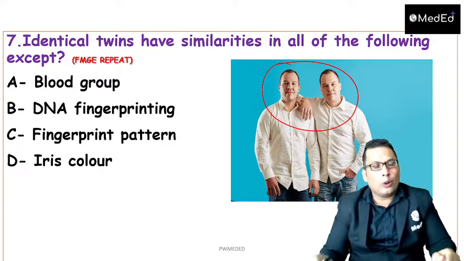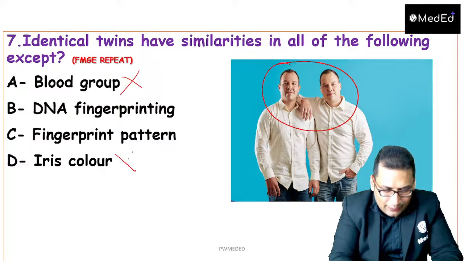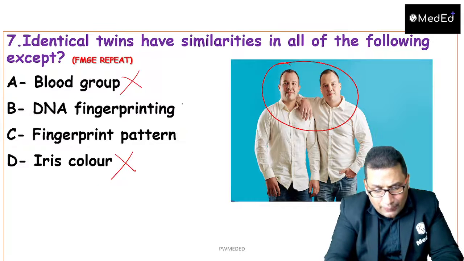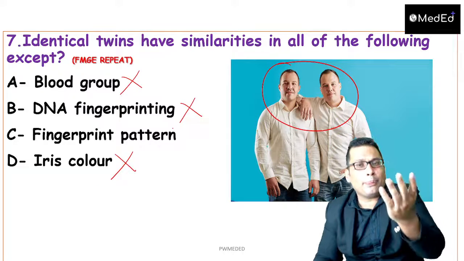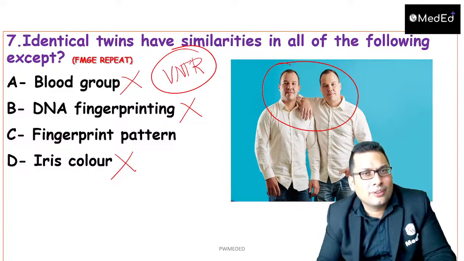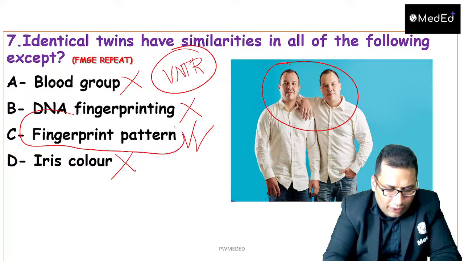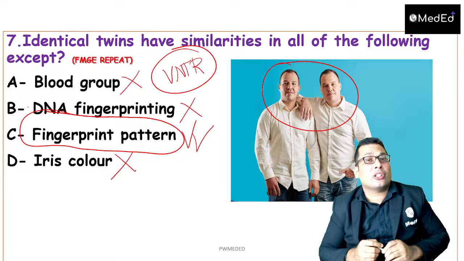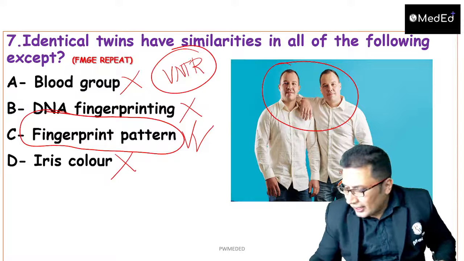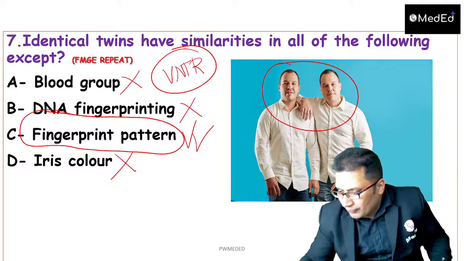Right. Blood group can be same, not the answer. Iris color can be same, not the answer. DNA fingerprinting, what is the principle of DNA fingerprinting? VNTR. What is VNTR? Variable number tandem repeats. That is the principle of DNA fingerprinting. Fingerprint pattern is the correct answer, also known as dactylography. C is the correct answer for this question.